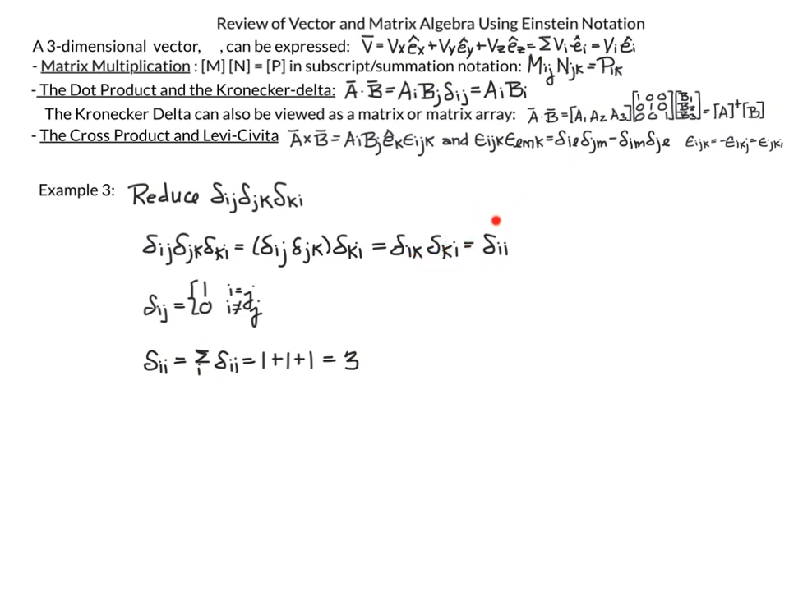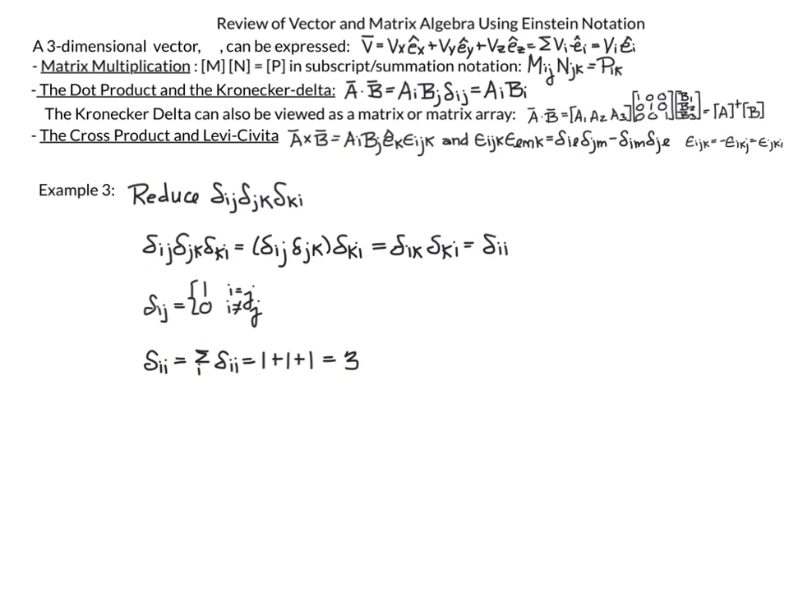And one thing we want to remember is now that we have a delta ii, this repeated index here does imply a summation, so we're going to sum over the variable i. And also, just to remind you, delta ij is equal to 1 when i equals j, and 0 when i does not equal j.